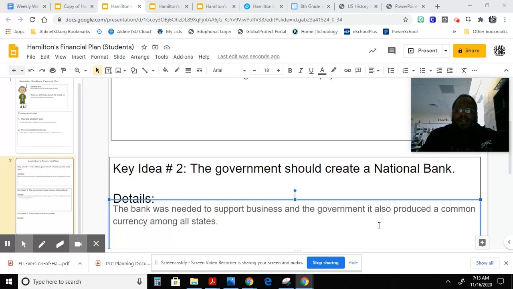So now every state had the same money system, not like it did before, because each state had its own money, and sometimes you couldn't use your Virginia money in Massachusetts. So now the national bank is going to create a common currency amongst all states.